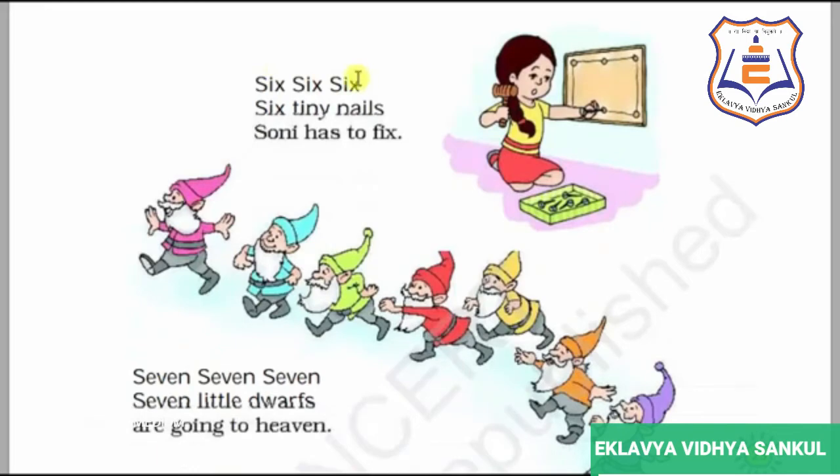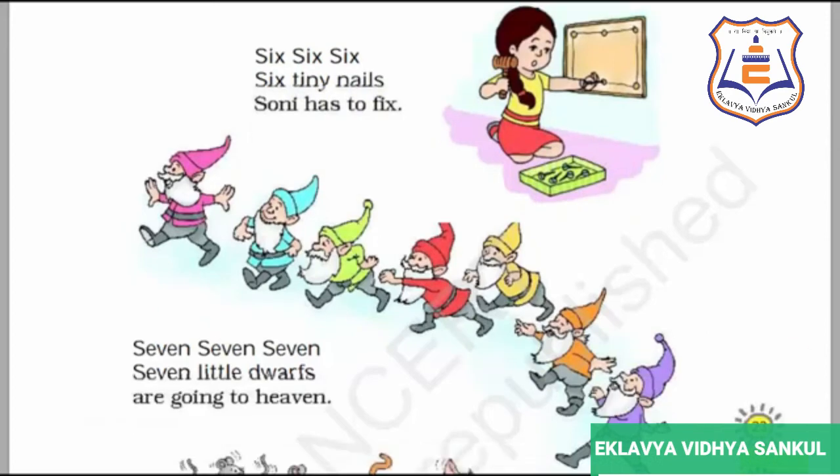6, 6, 6, 6 tiny nails Sony has to fix. We will see and count the number of nails. 1, 2, 3, 4, 5 and 6. See here, here is a nail. So there are 6 tiny nails Sony has to fix.